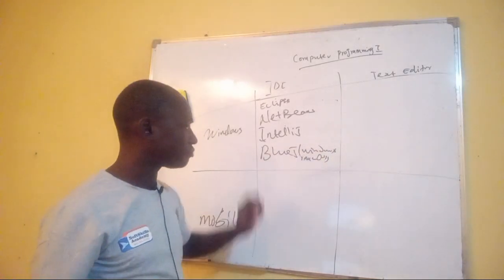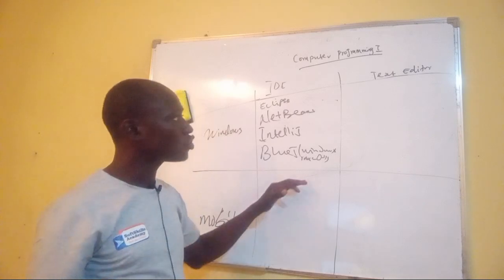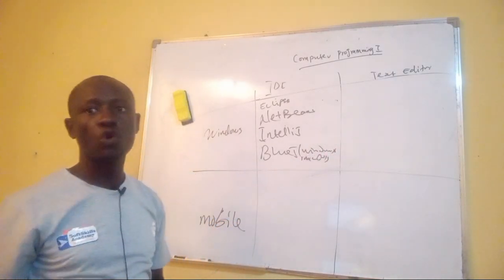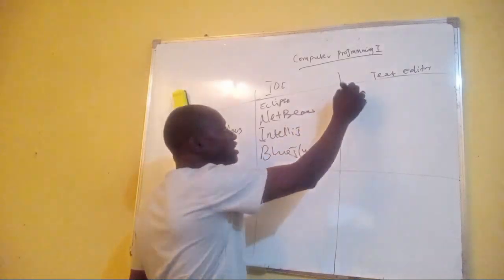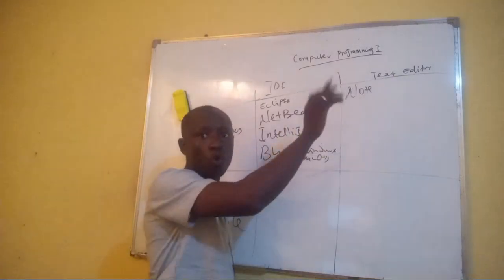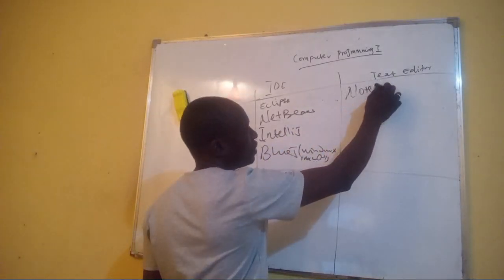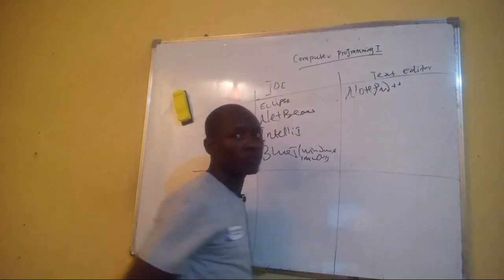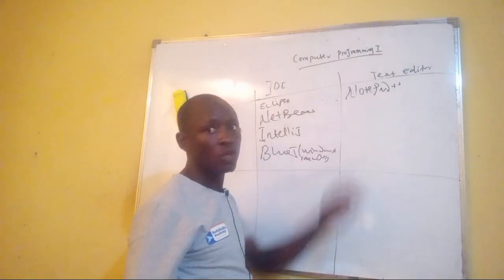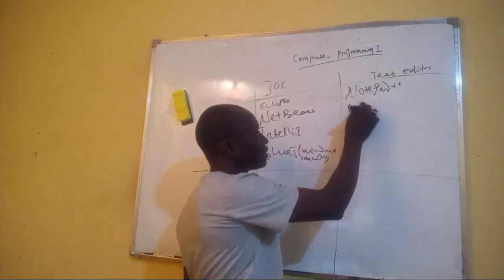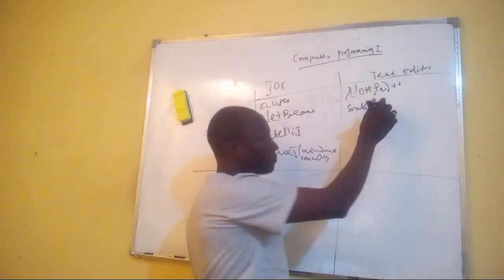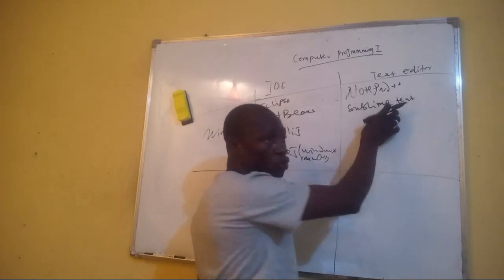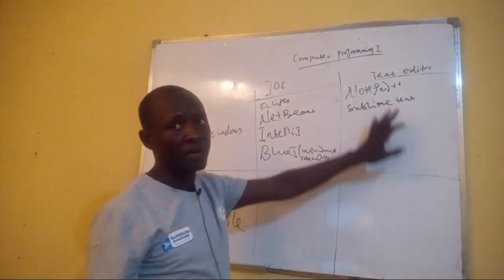That is our BlueJ. So if we talk about the text editors here, we have what we call Notepad++. This is just some, please. It's not all we have. We are just writing some. Notepad++ is for Windows only. We have Sublime Text. This is cross-platform. It can work on all types of operating systems.